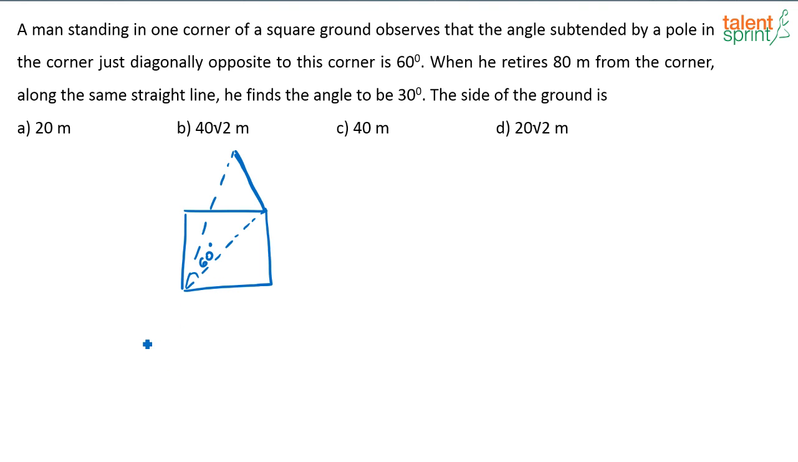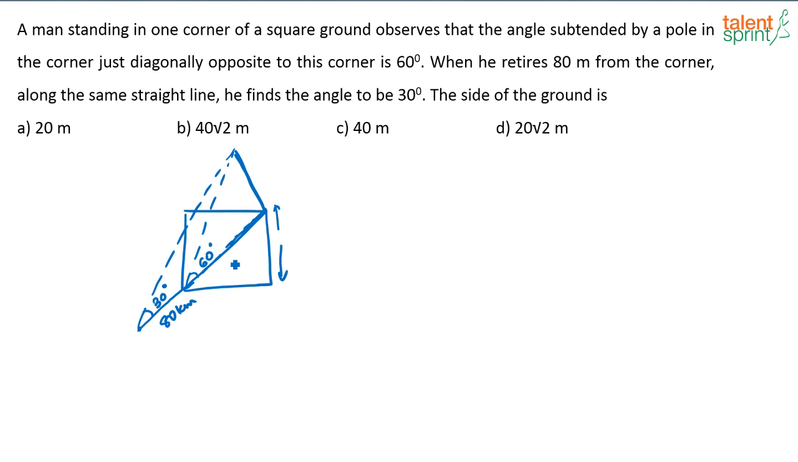Now he retires 80 meters from this corner along the same straight line, okay, along the same straight line, and he reaches another point. From this point he finds this angle has become 30 degree. Now the side of the ground is dash. You have to find this length, right? The side of the ground.